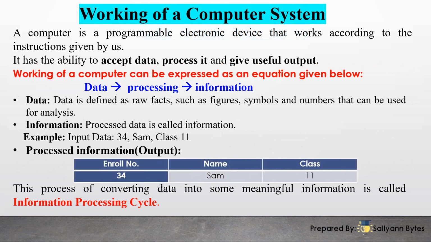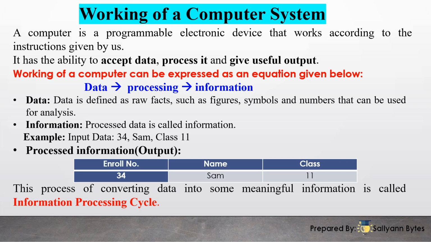Now, we can see how a computer works. A computer is a programmable electronic device that works according to the instructions given by us. It has the ability to accept data, process it, and give useful output. This is the equation: data, processing, information. What is data? Data is defined as raw facts, such as figures, symbols, and numbers that can be used for mathematical analysis. What is information? Processed data is called information.